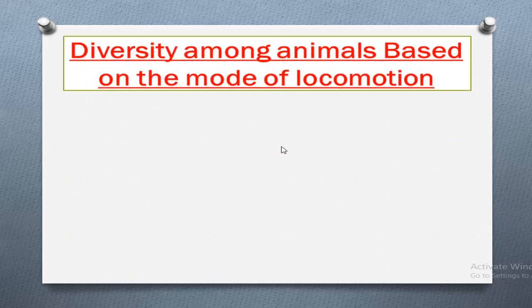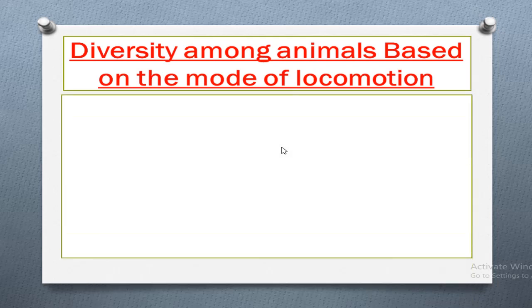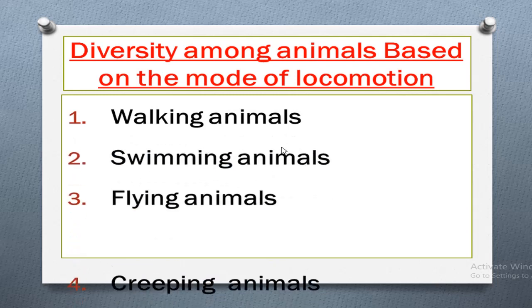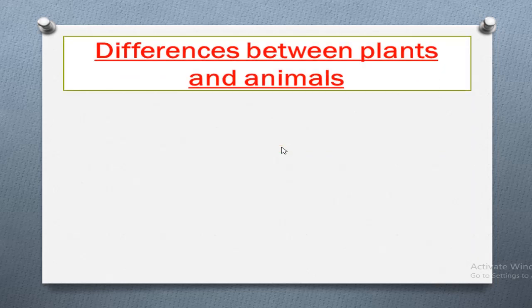Diversity among animals based on the mode of locomotion. According to the locomotion method, animals are different: walking animals, swimming animals, flying animals, and creeping animals. Right, next one, differences between plants and animals.